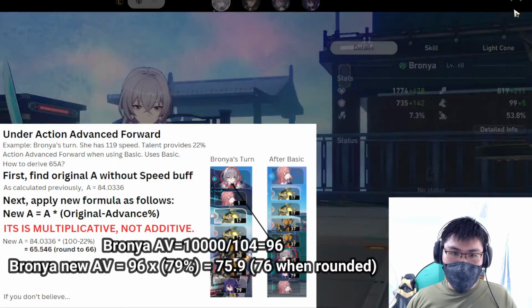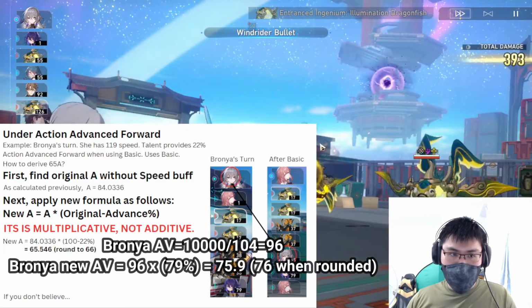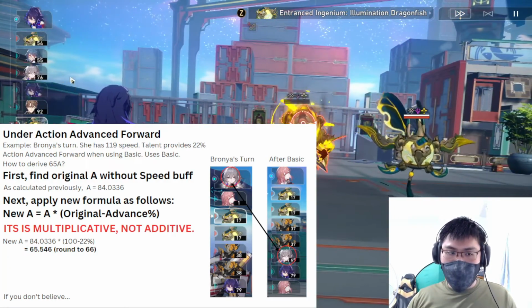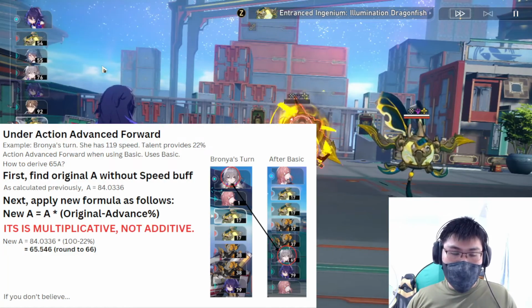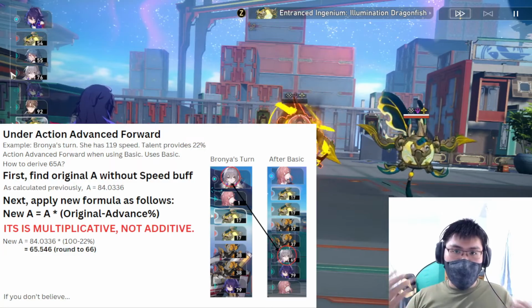So without further ado, let's showcase it over here. She's the first unit in line. Let's use her basic attack. Okay, as you guys can see, her action value has been shifted to 76. So that is how action advance affects your action value.